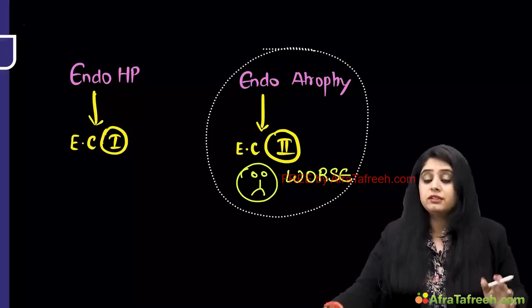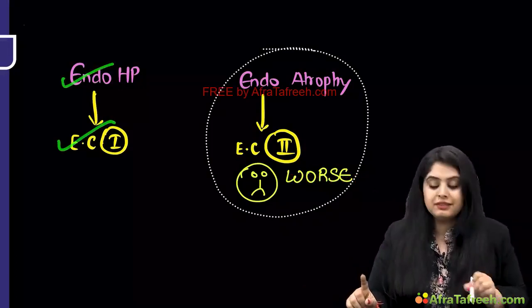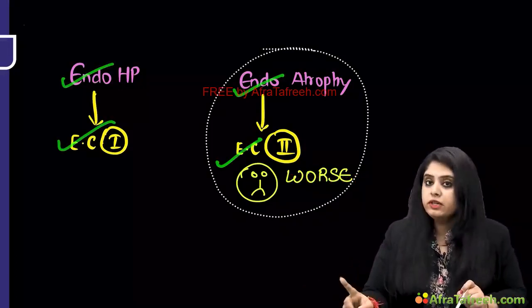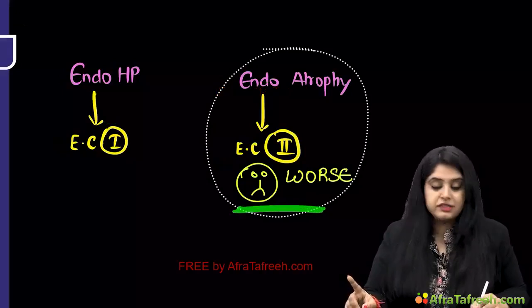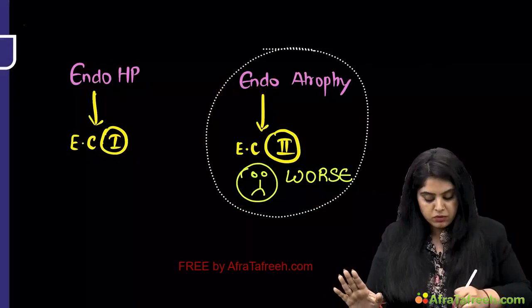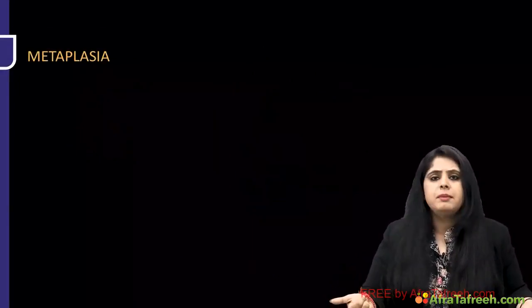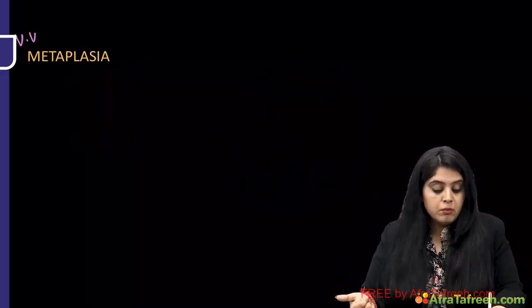I hope everyone's okay. The same thing you will study in gynecology. Hyperplasia causes type 1 endometrial cancer, atrophy causes type 2 endometrial cancer. Atrophy causing cancer is the worst prognosis possible. So atrophy bhi ho gaya. What is the last adaptation that I can say your body has to show? Metaplasia, one of the most important ones that you have to know.